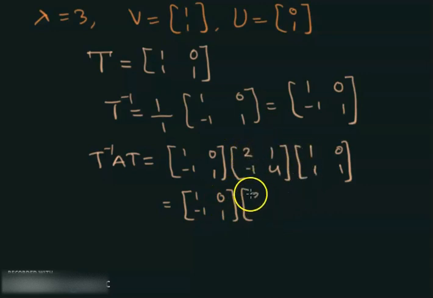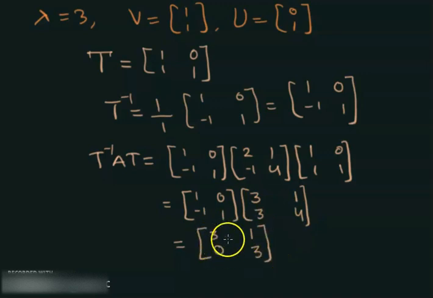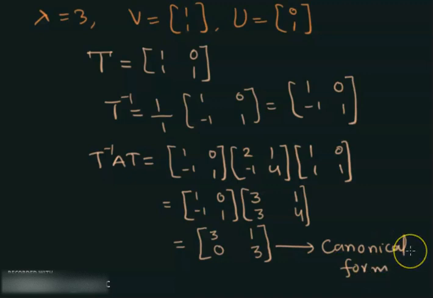So this is going to be 3, and this is going to be 1, and this is going to be again minus 1 plus 4, so this is 3, and then we have this 4. Now we will multiply these, so this is going to be only 3, and this is going to be 1, this is going to be 0, and this is going to be of course 3. So 3 was our lambda, and in fact this is the required canonical form that we needed for the repeated eigenvalue case.